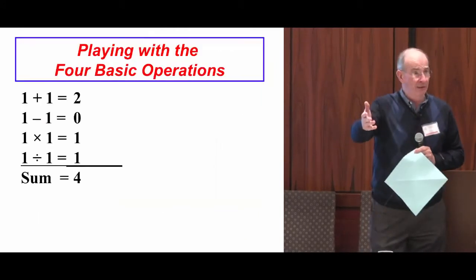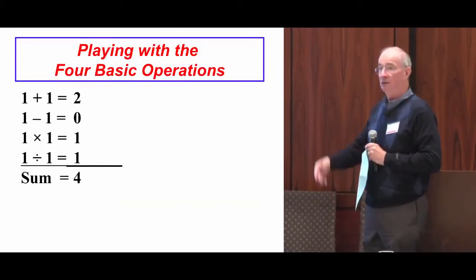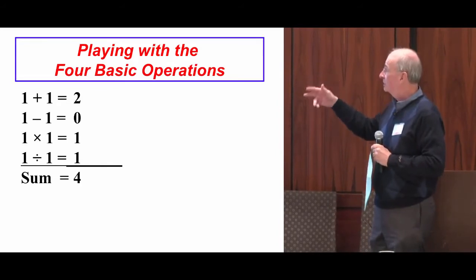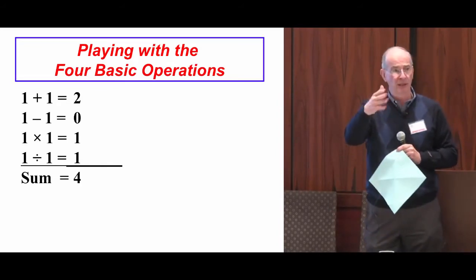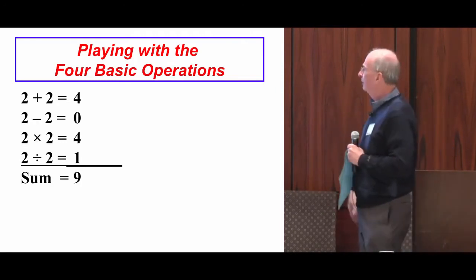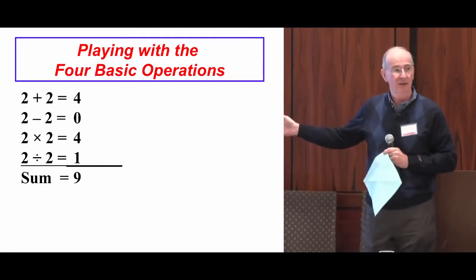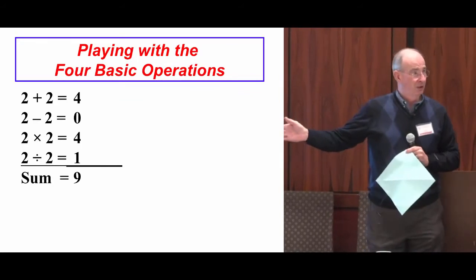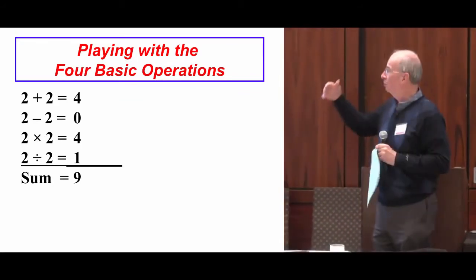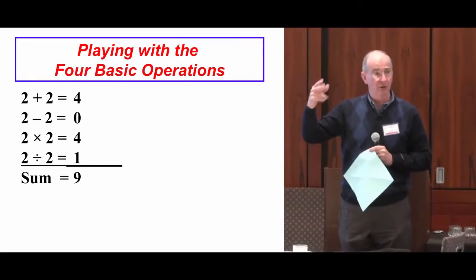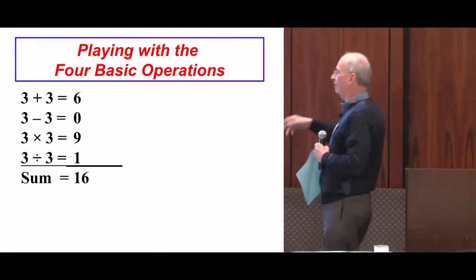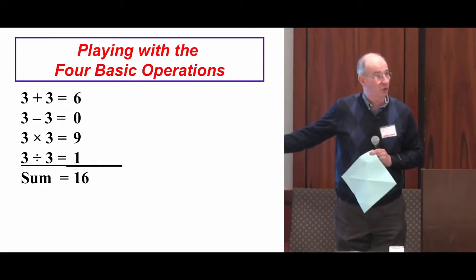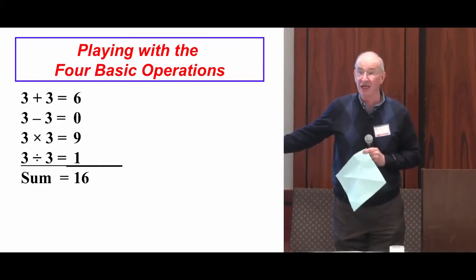You were so good at that, I'd like you to do it with 2. 2 plus 2, 2 minus 2, 2 times 2, and 2 divided by 2. You're supposed to be doing this work yourself in your head. And of course, you can see the sum is 9. You're very good at that. I'd like you to repeat it with 3s. 3 plus 3, 3 minus 3, 3 times 3, and 3 divided by 3. And then sum them up, and you will see you have 16.